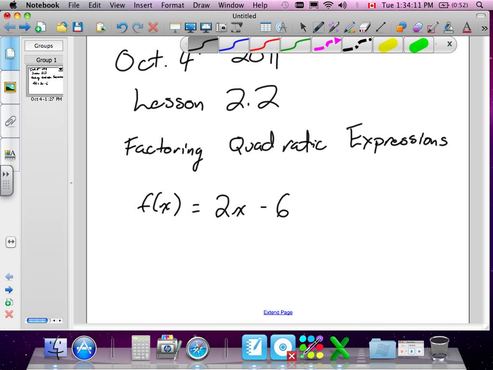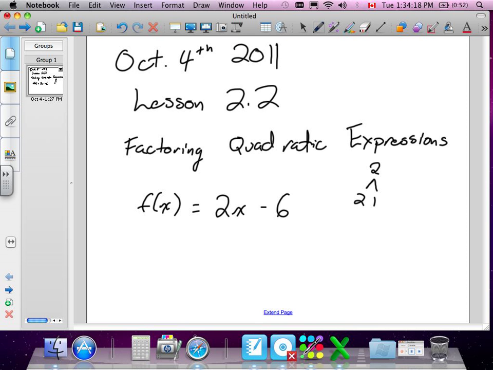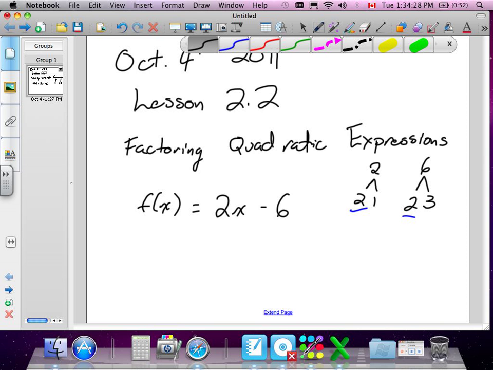When I'm talking about factors, sorry, I mean like a factor tree. Have you guys ever done prime factors? We could write out the prime factors of 2, which are 2 and 1, and factors of 6 will be 2 and 3. So the common factor here is the number 2. I can take the number 2 out of both terms.